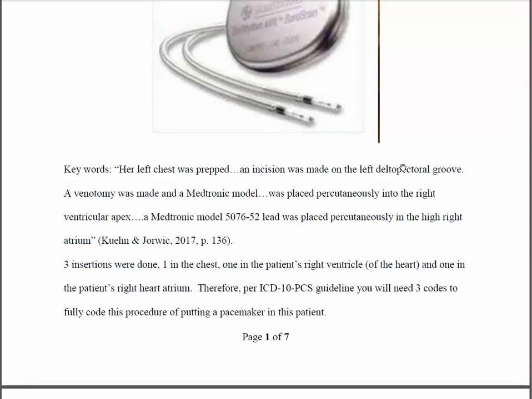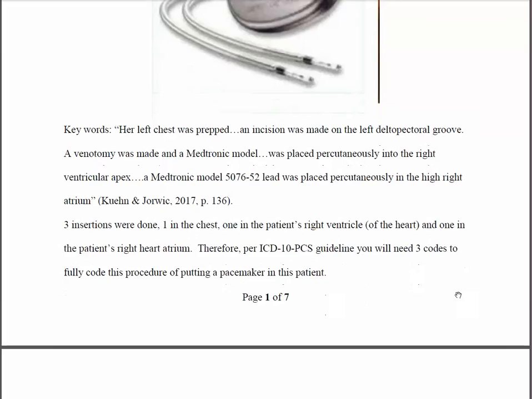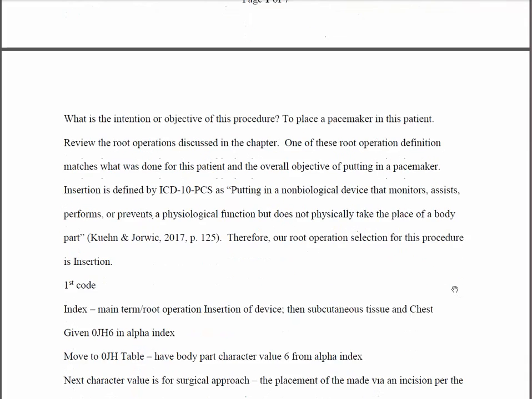So this patient had the base model, the silver component was placed in her subcutaneous area of her chest, and a lead was placed into her right ventricle, and another lead was placed into her right atrium. So we have three different anatomical locations, and then per what we learned in chapter 2, we would then need three separate ICD-10 PCS codes.